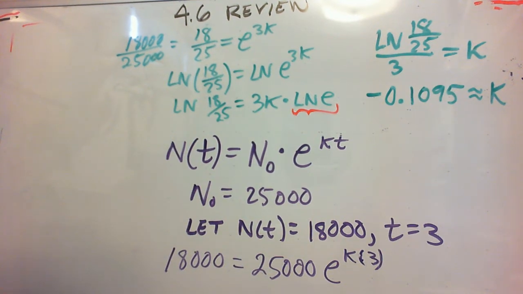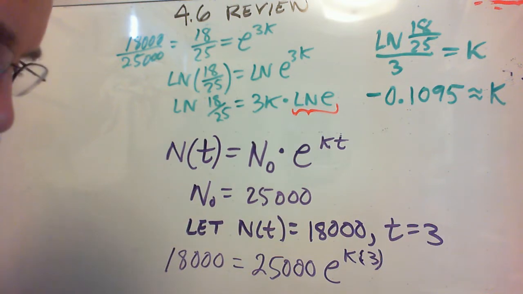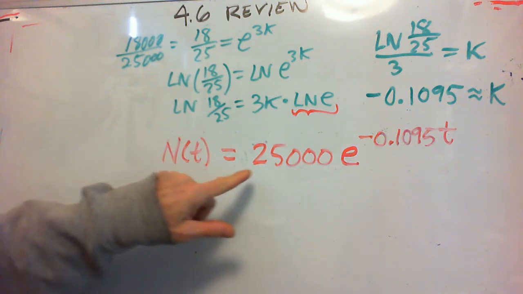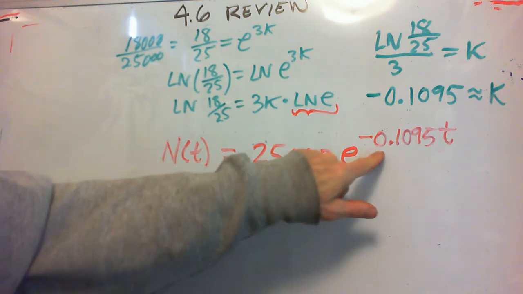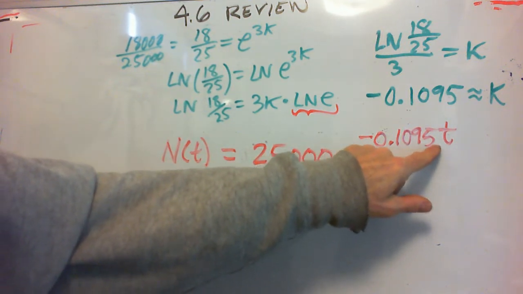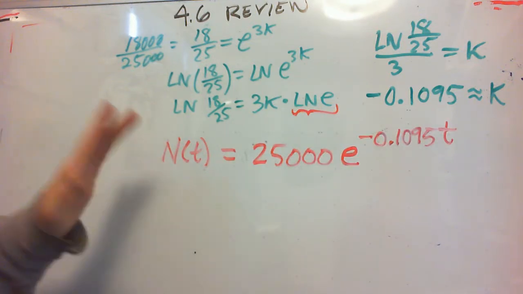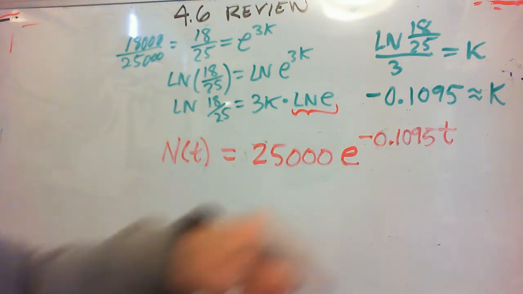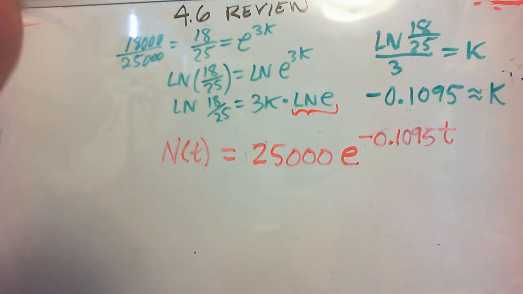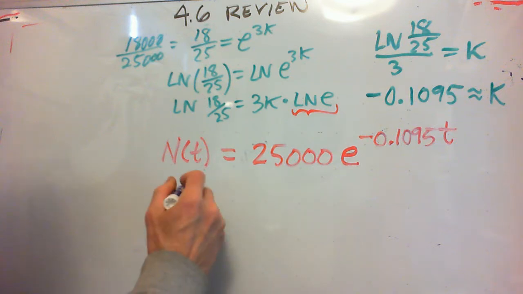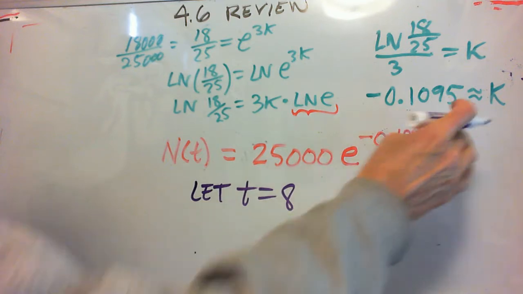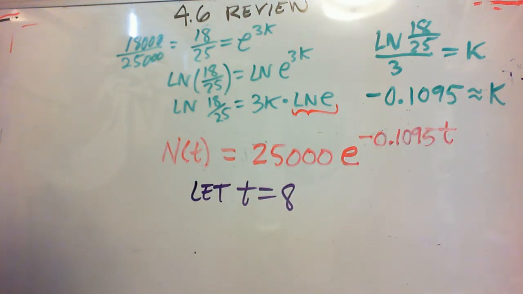So now we have k, and we can write out a completed model. So our completed model is n as a function of t equals 25,000 e to the negative 0.1095 t. With that model, we then can predict the value at any year, plugging in whatever t value. In this question, we want to know what's the value when t is 8, so we just let t equal 8, plug it in, and calculate the result.